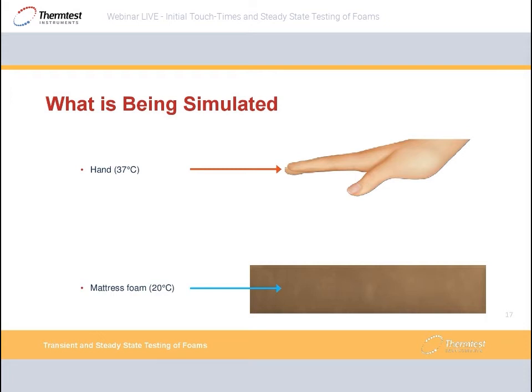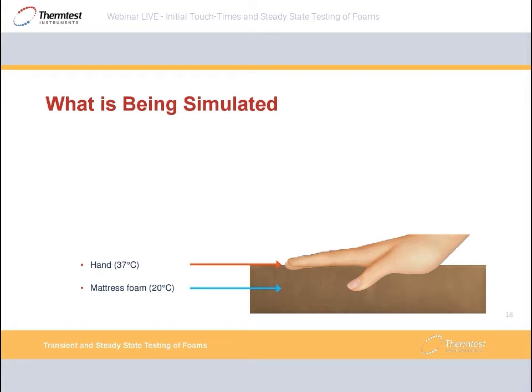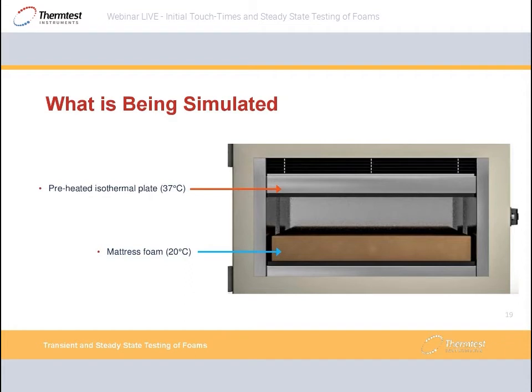So our simulation, this is what we're trying to simulate, is a hand, it is at 37 degrees Celsius, and a mattress foam isothermal at 20 degrees. And then the hand comes in contact with this foam. How do we simulate this on the HFM? Well, we have our foam sample on the lower plate at 20 degrees Celsius. We preheat our upper plate at 37 degrees. We bring these two together, and then we begin to record the change in flux over time, as well as the temperature difference.